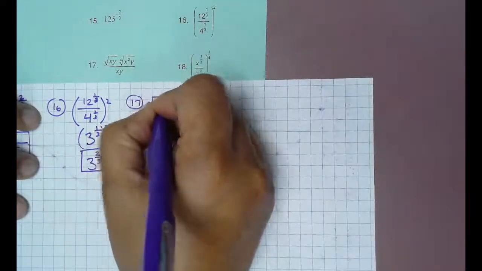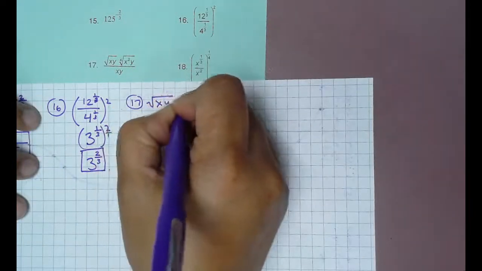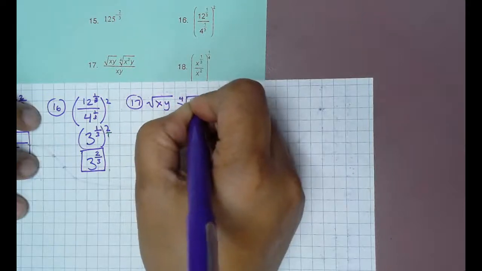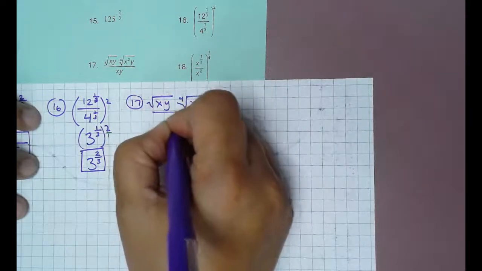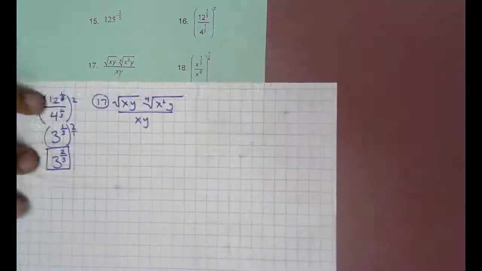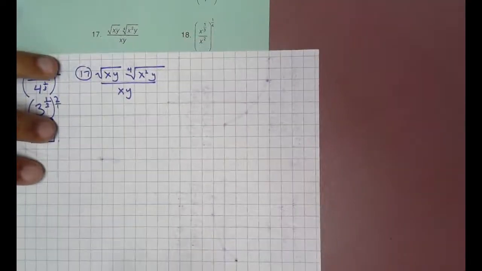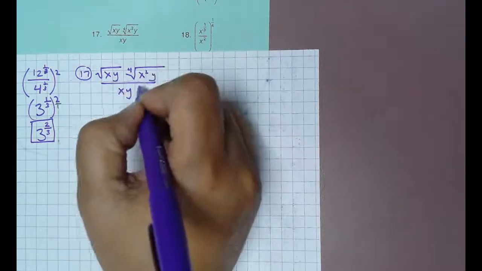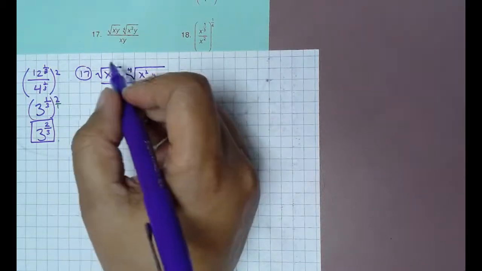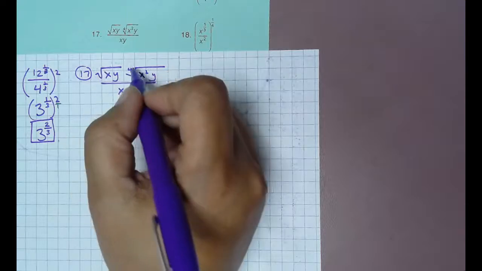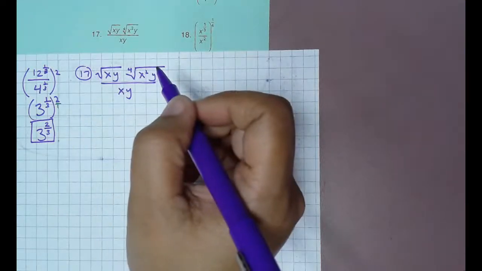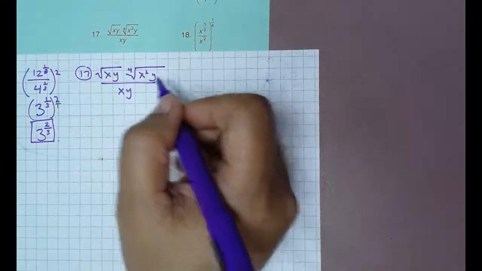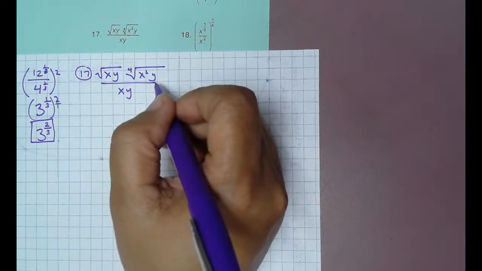So you have a square root of xy, then you have a 4th root of x squared y, and then just xy. All right, in looking at this problem right here, the bases are not all the same. You do have x's and y's. You have a square root right here, and that's a 4th root, so those aren't the same either.